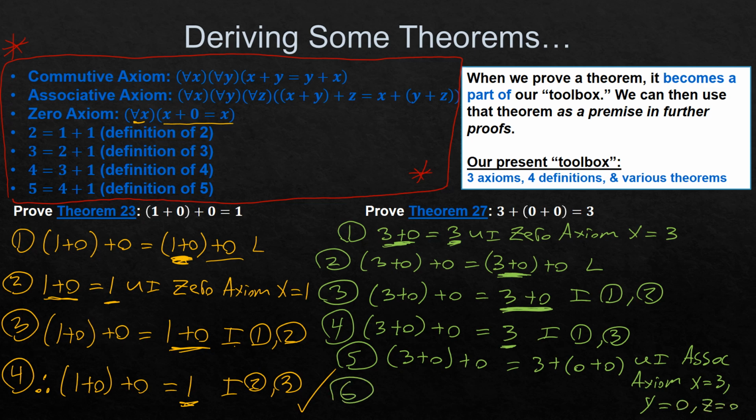And now we have everything we need, because we can say, therefore it follows that we have 3 + (0 + 0). And on the right-hand side, we have 3 by the identity rule with lines 4 and 5.